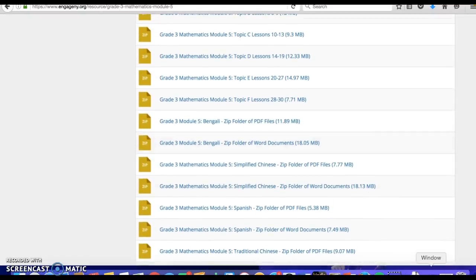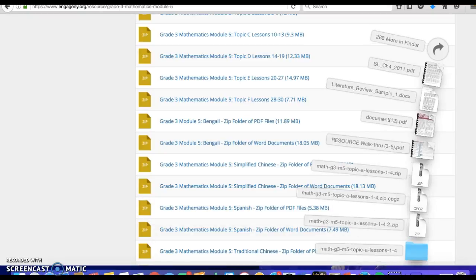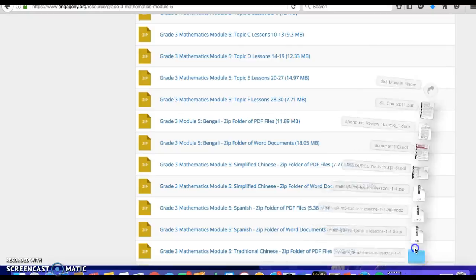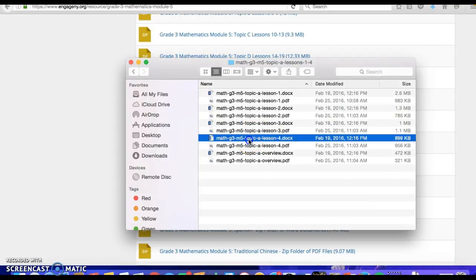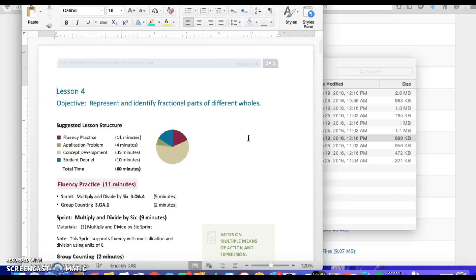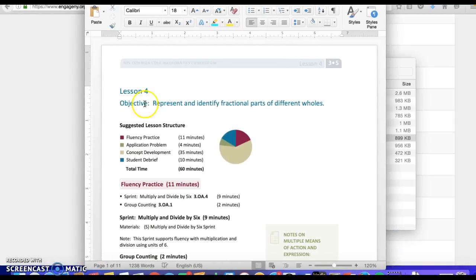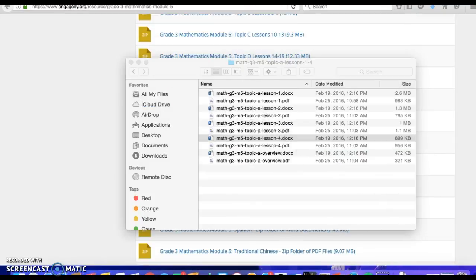And other lessons, you can just download them to your computer. I've already downloaded some, and it downloads into a zip file, and here's all the topics, and you can bring them up, and you just click on a lesson and it comes right up. So if I wanted to explore the next lesson, lesson 4, you just click on it and it comes up. The objective for lesson 4, which is after lesson 3, of course, is represent and identify fractional parts of different wholes. So yeah, I think it's a great resource.